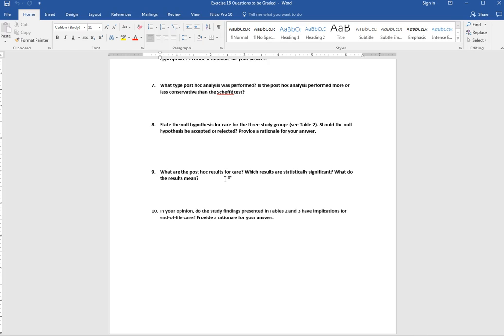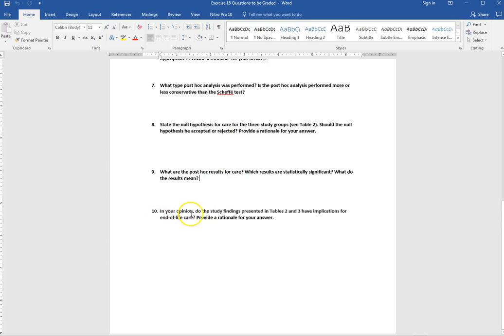And what did these mean? So put this into terms of the study that they're looking at. What is this telling you about the difference between the 3 hospice groups? Is there a significant difference between those or not?